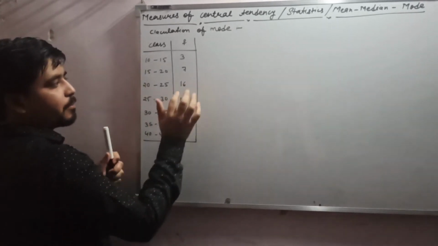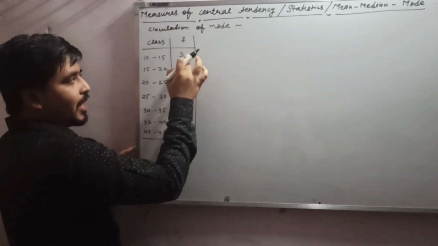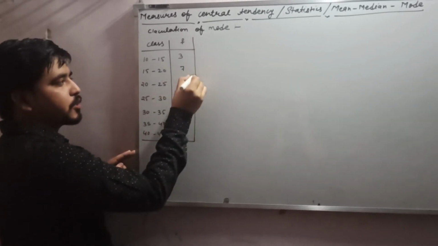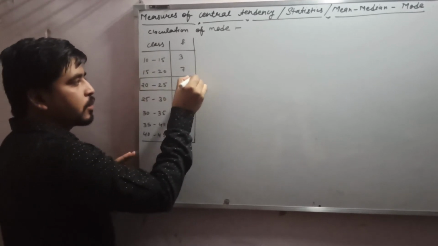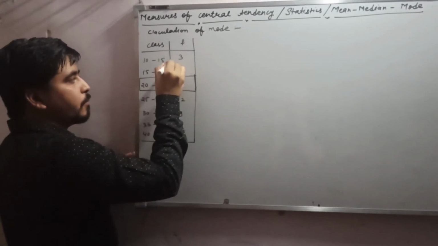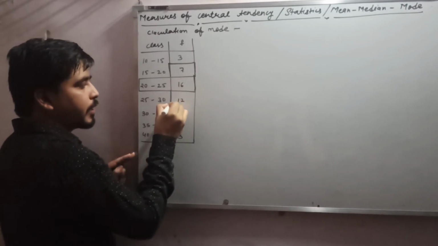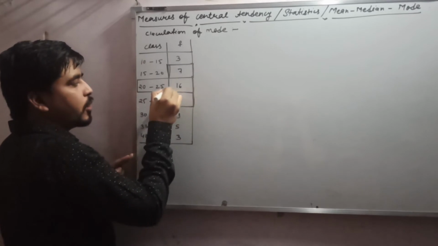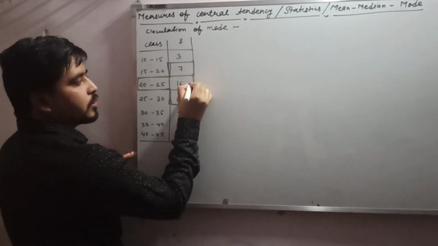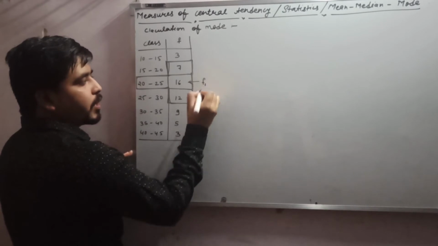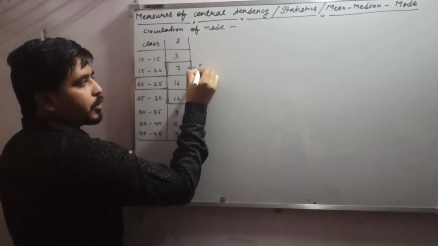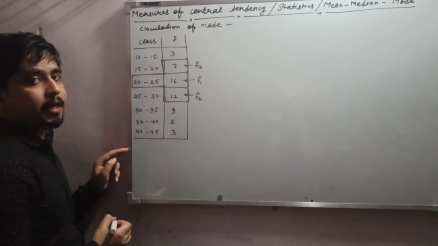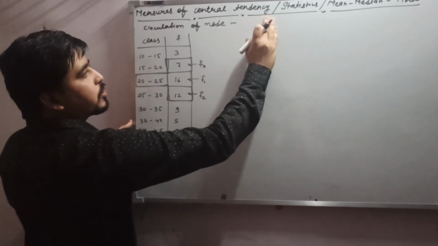Now we will find some data in that table only. First, the highest frequency in this table. The highest frequency is 16. Mark it in a box, and take the above frequency value also and the below frequency value also. The highest frequency value is denoted by f1, the above frequency value is denoted by f0, and the downward frequency value is denoted by f2.